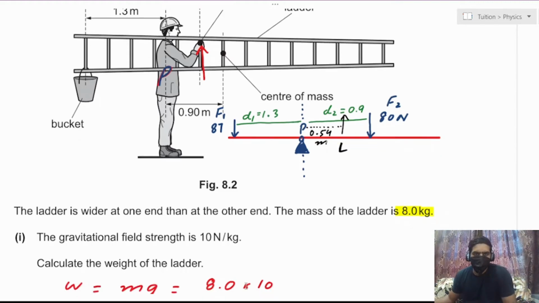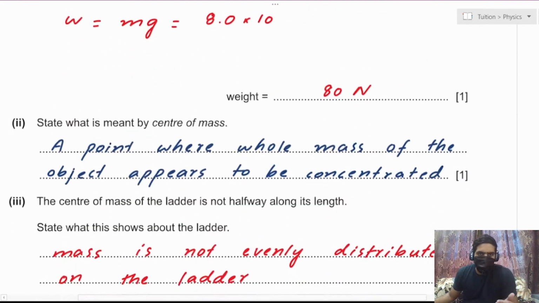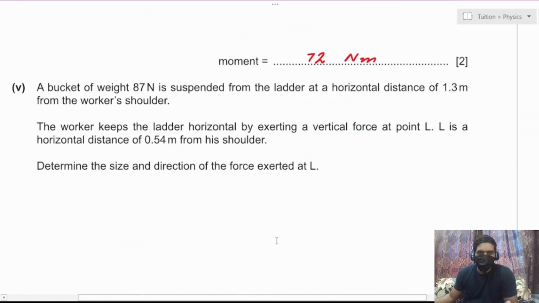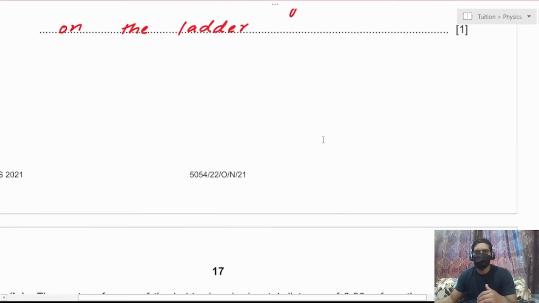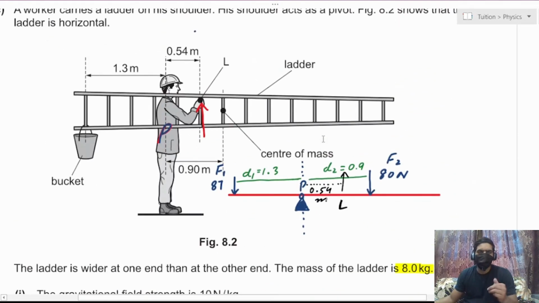So if I try to look at the direction without solving it, it shows the worker keeps the ladder horizontal by exerting a vertical force at the point L. They simply say it's a vertical force, so we're not clear whether it's going to be upward or downward. We don't know anything about it. Just taking a look at the picture, it can be downward because on the left side there's a bucket. In order to counter the bucket, you should be pulling the ladder downward from that point.